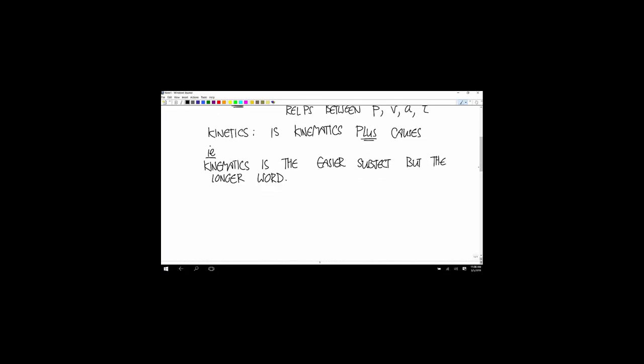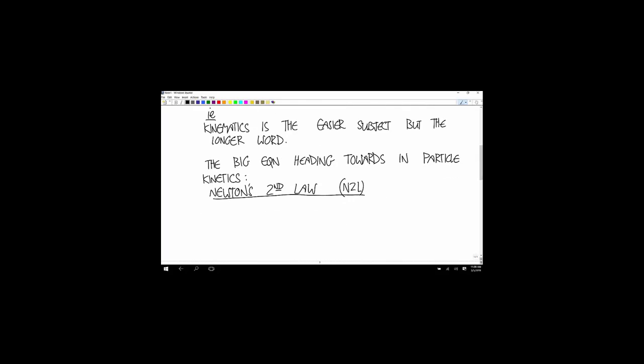Okay, so the heart of particle kinetics, the big equation that we're heading towards in particle kinetics, is Newton's second law. We're gonna use that all the time. I'm gonna abbreviate it N2L, Newton's second law. There's also a Newton's first law and a Newton's third law. Those are like warm up and cool down. The heart of it is right in the middle.